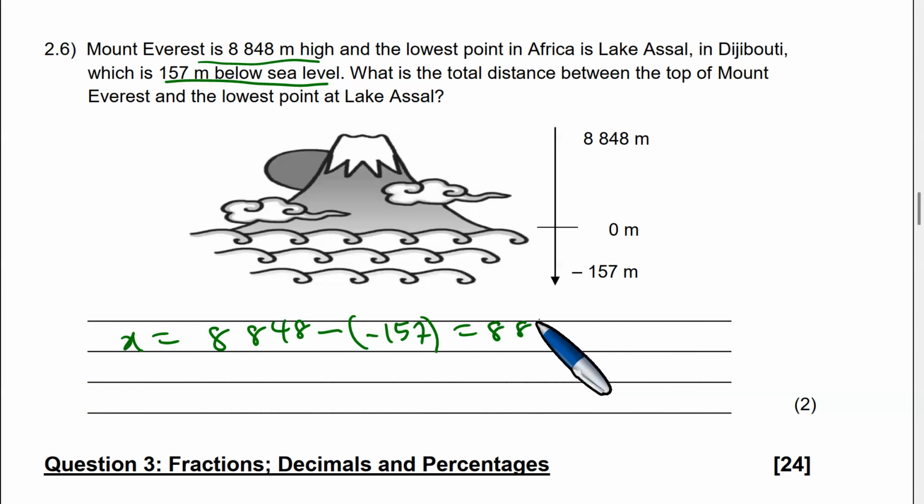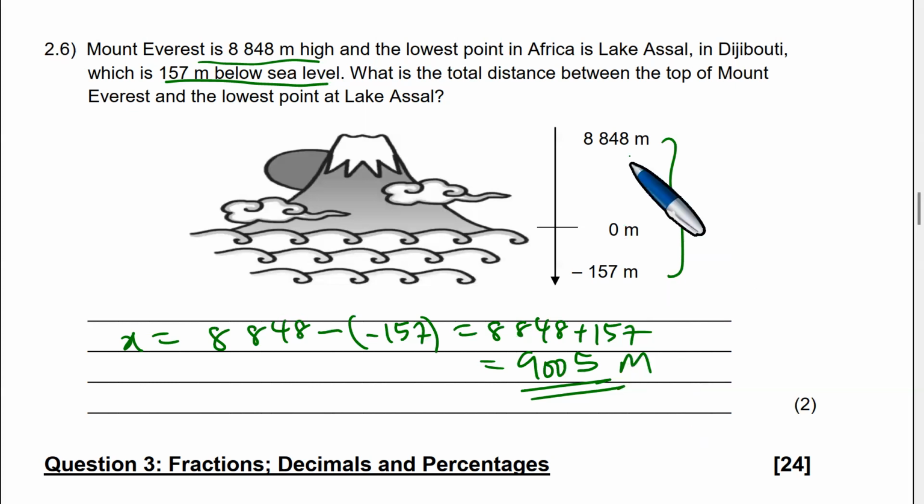It is 8,848 plus 157. The answer is 9,005 meters. Because this one is below, like this. So you want to get the distance from here to there. So it's this one minus this. So the answer is that. Okay.